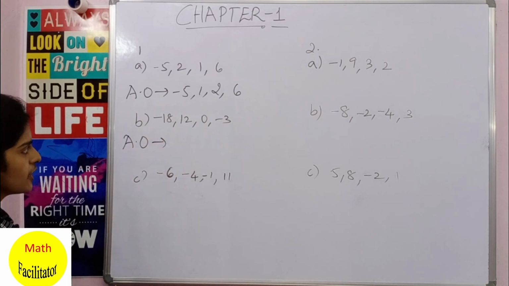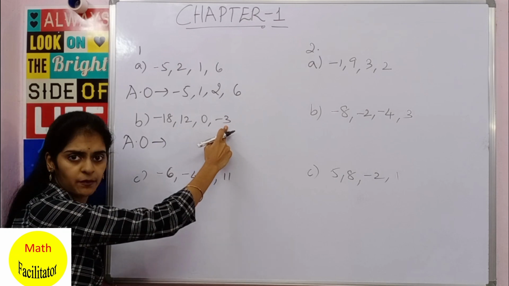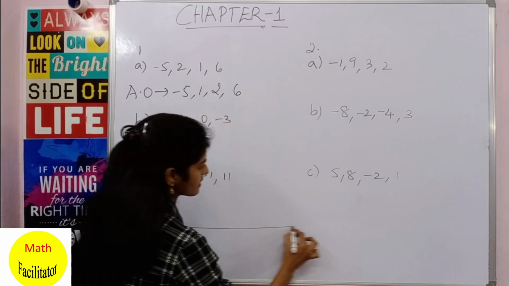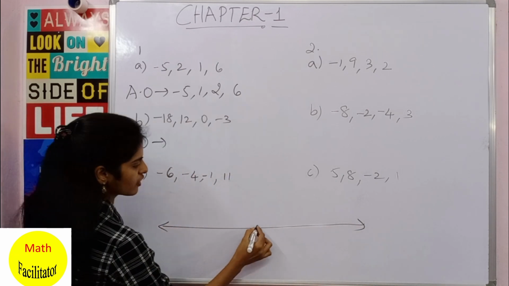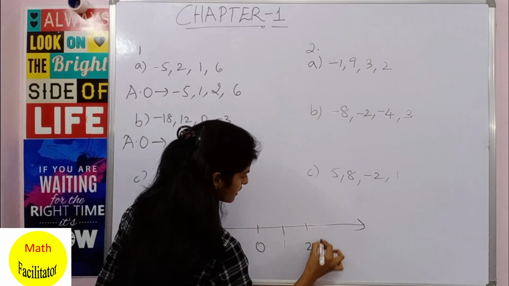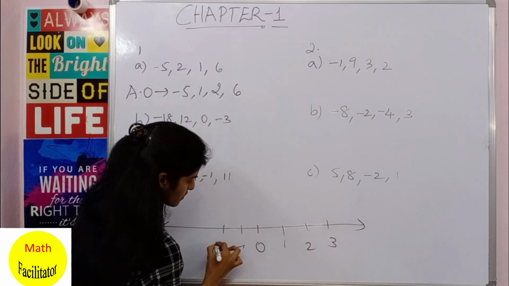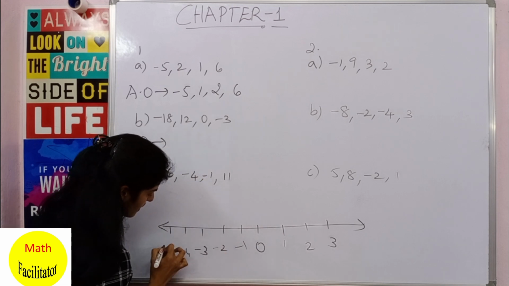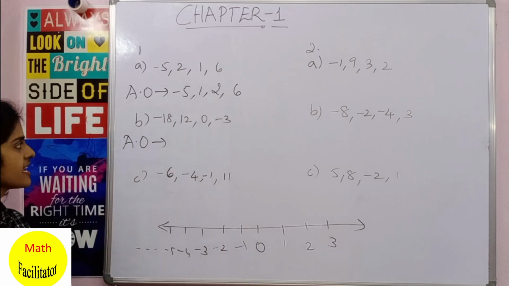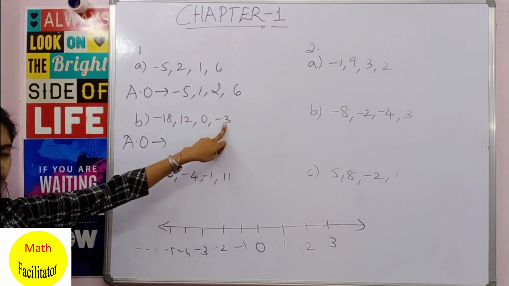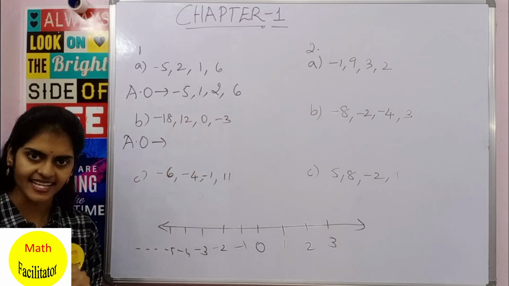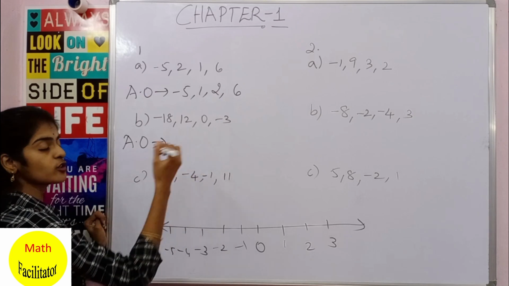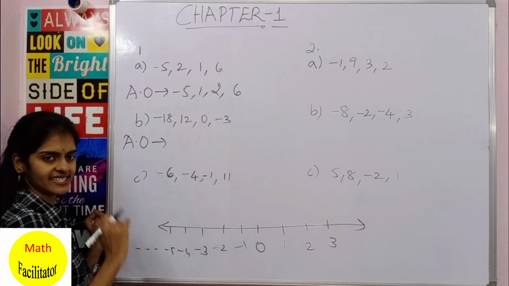So here you have two negative numbers. Okay, so just let me represent it on the number line. This is 0, 1, 2, 3. This is minus 1, minus 2, minus 3, minus 4, minus 5 and so on. Yes, now you have minus 3. Negative numbers are smallest as I told you. Now you have two negative numbers, minus 3 and minus 18.